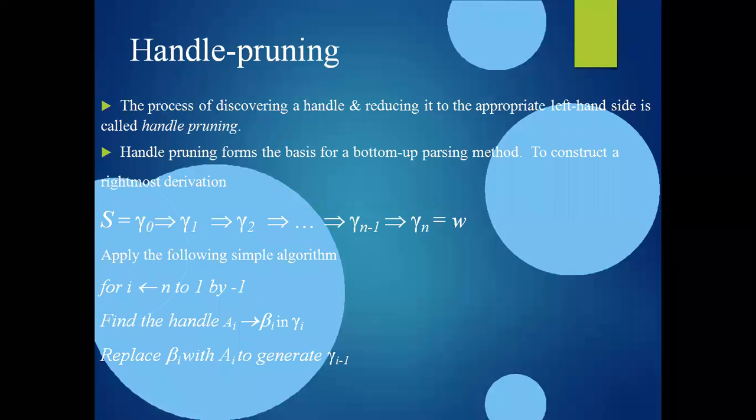The definition of handle pruning is: the process of discovering a handle and reducing it to the appropriate left hand side is called handle pruning. And here we have some syntax. No need to bother about that syntax from the given grammar. I directly explained the concept just by showing the example. It is clear, I think.